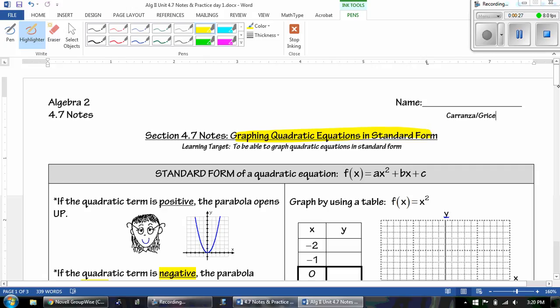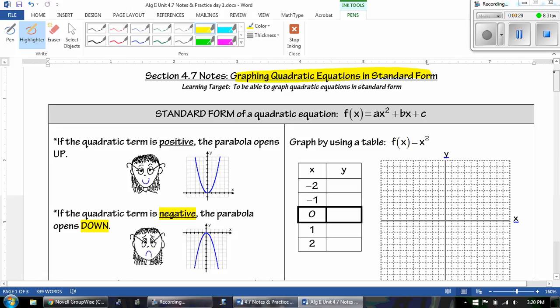Standard form of an equation is f of x equals ax squared plus bx plus c. You guys should be pretty used to the ax squared plus bx plus c because that's what we were looking at when we did the quadratic formula. So if the quadratic term is positive, the quadratic term being whichever one is with the squared, the parabola opens up, kind of like a happy face. So you can see that the parabola, the U shape, is opening up.